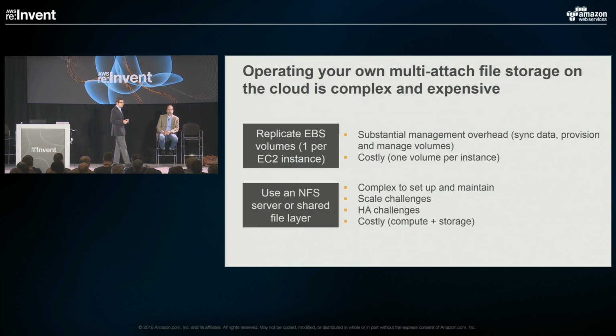And you should understand that operating your own file storage is complex and it's expensive. And there's really two ways that people typically do that. So one is you can simply replicate EBS volumes. So for example, let's say that you have a web serving environment, you have multiple EC2 instances, and on each instance you're running an Apache web server, and you want each of those web servers to have access to the content that the web server needs to serve.